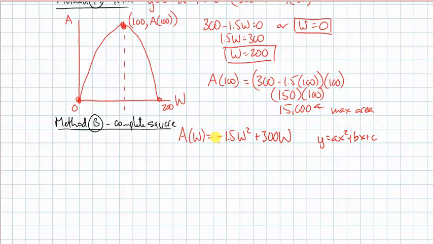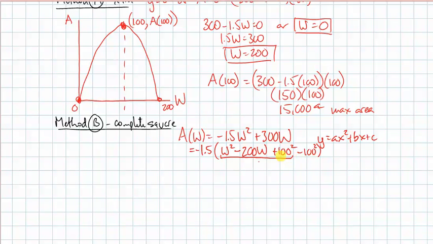To complete the square, I factor out the a number from both terms. That leads this to being negative. 300 divided by 1.5 is 200. And now I need a number that completes the square to make a perfect square trinomial here. Half of this number squared. 100 squared. I add it, I remove it.